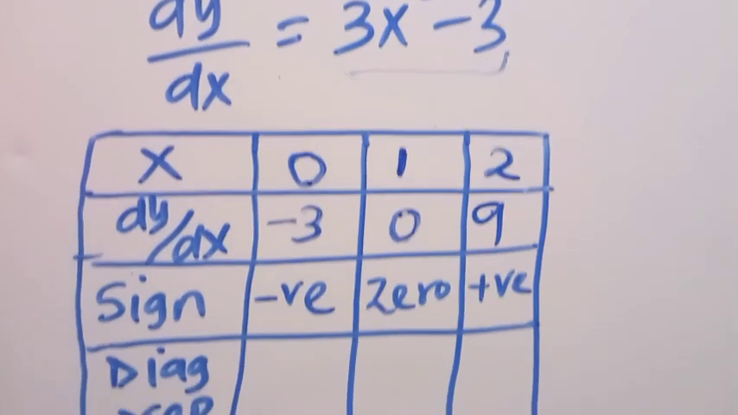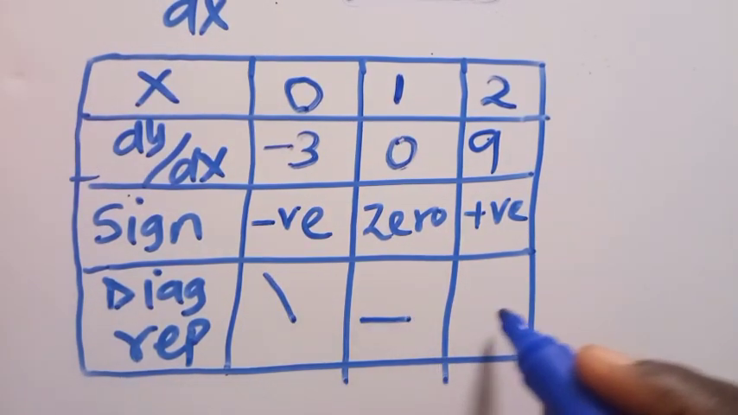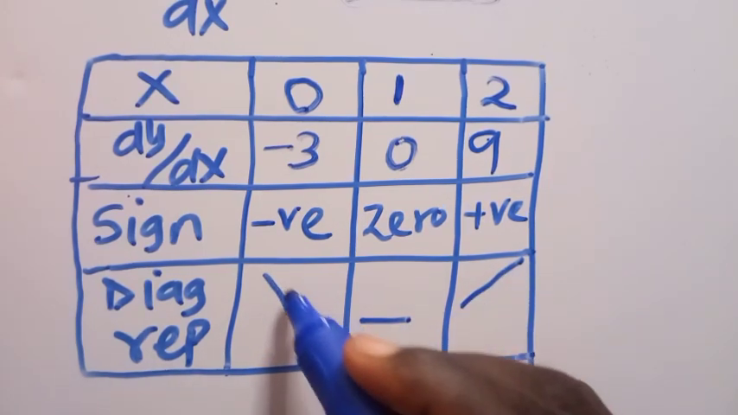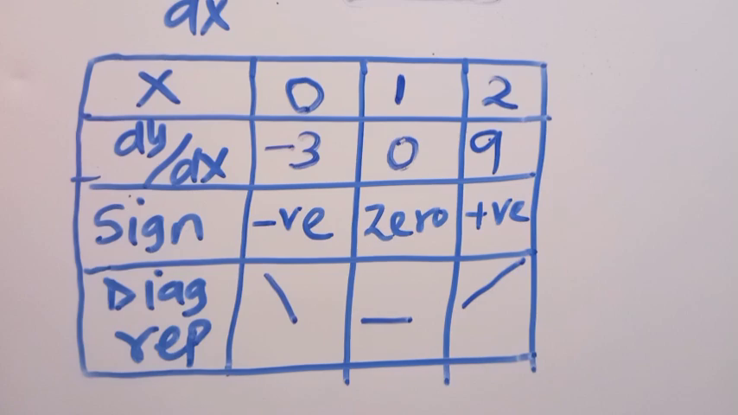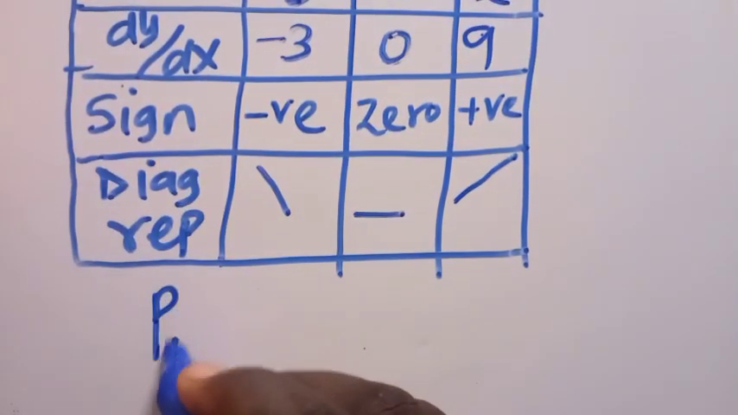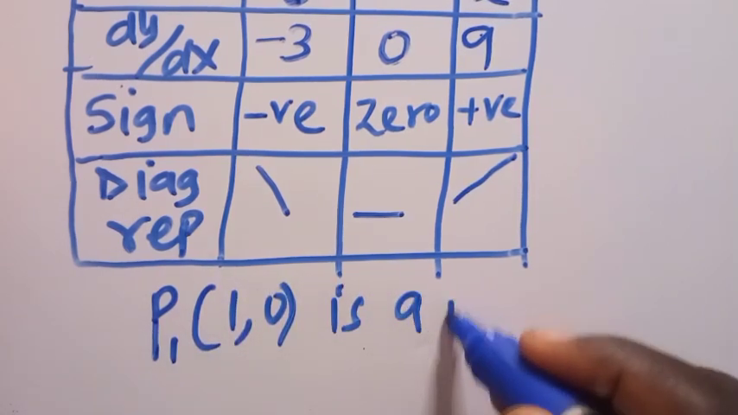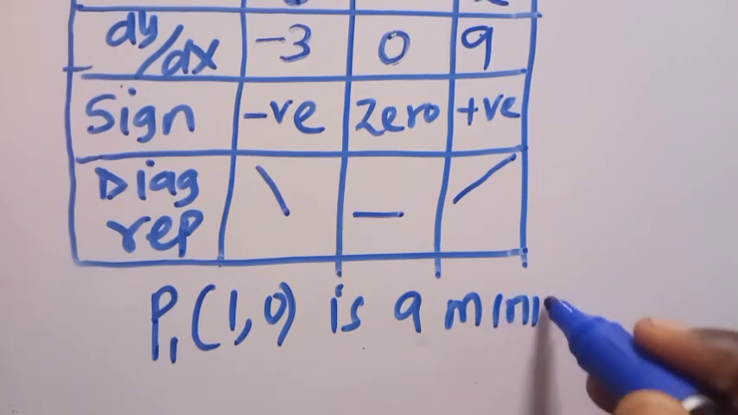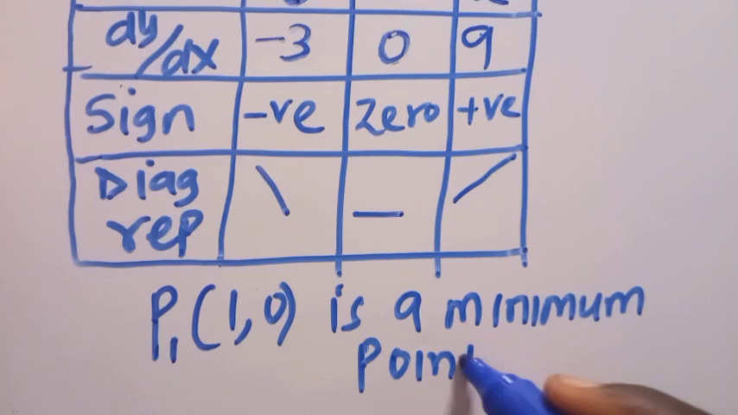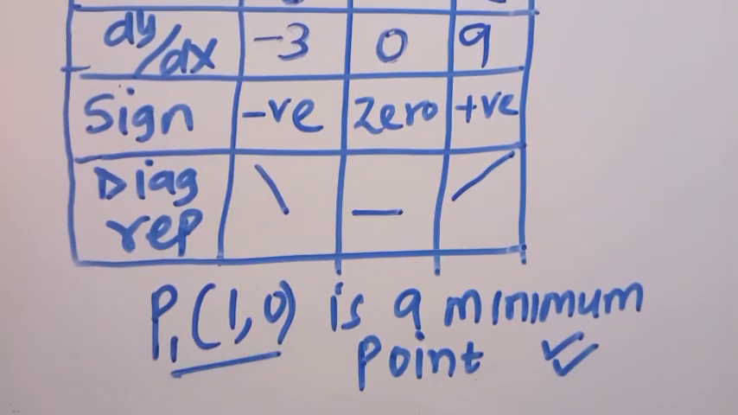Now, that means the diagrammatic representation will be negative, 0, and positive. Therefore, this one is a minimum point. Therefore, we can say that the point 1, 0 is a minimum point. That is the nature of the first point.